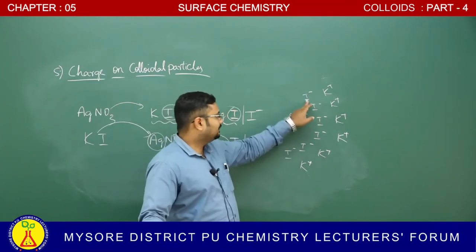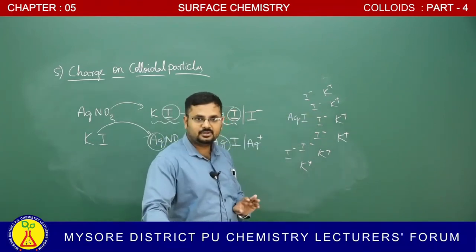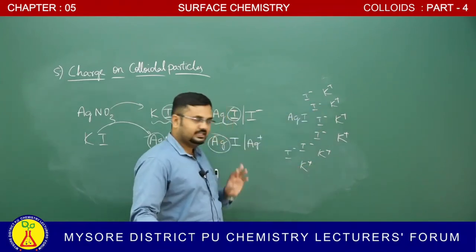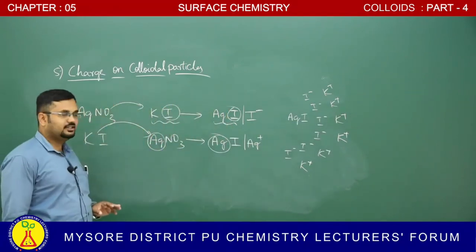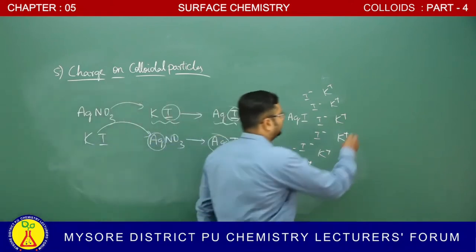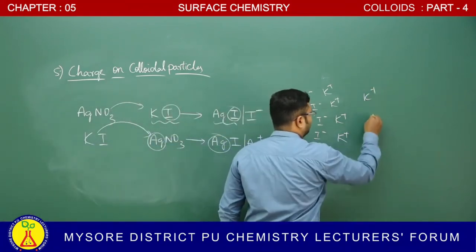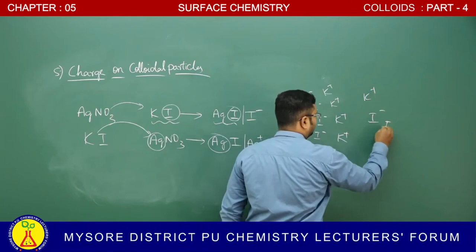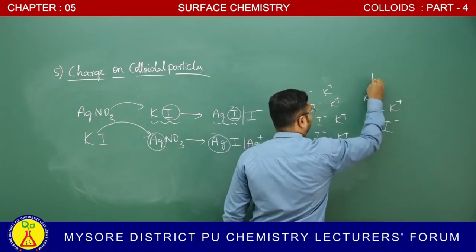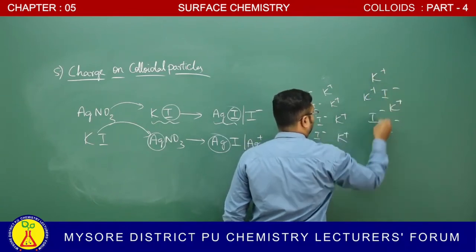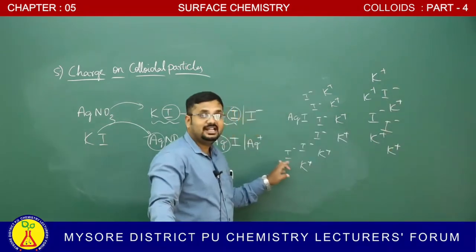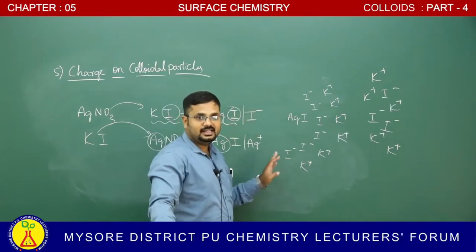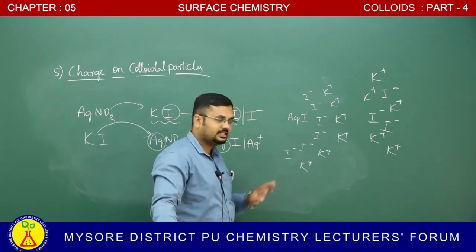These ions are negative, so positive ions must be attracted and adsorbed. These are K plus ions, look. The remaining ions, the remaining K plus and I minus ions, will be distributed like this. This is what we call the Helmholtz double layer.